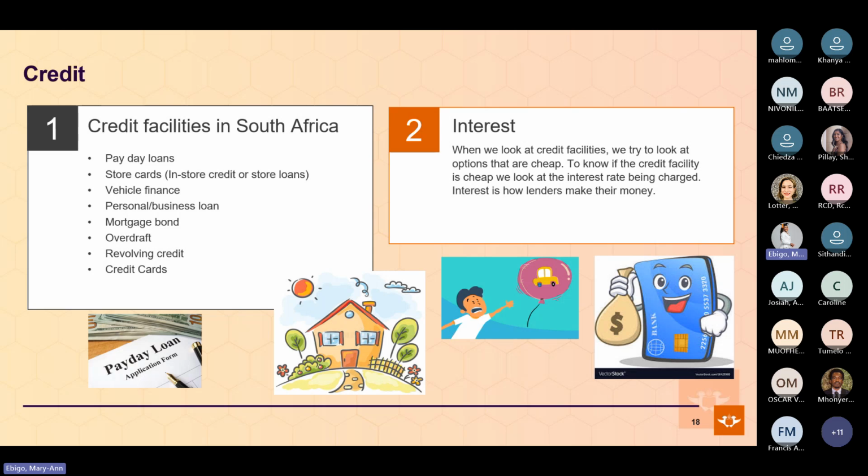So what differentiates all these credit facilities is the payment terms as well as the interest. When we're looking to decide which of the options is cheapest, we need to look at the interest that is being charged. So very important. That's how lenders make their money.